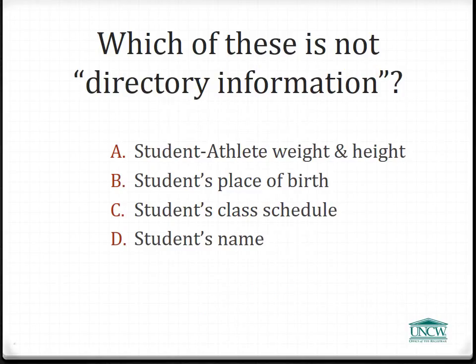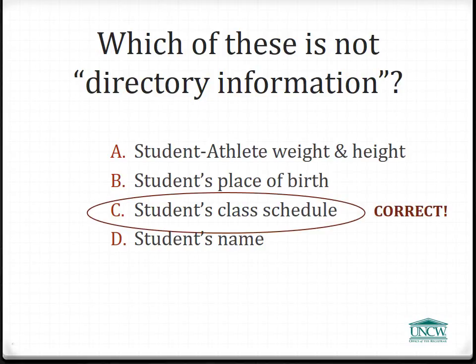Question 1. Which of these is not considered directory information? A. Student-athlete weight and height. B. Student's place of birth. C. Student's class schedule. Or D. Student's name. And the correct answer is C. A student's class schedule is not considered directory information.